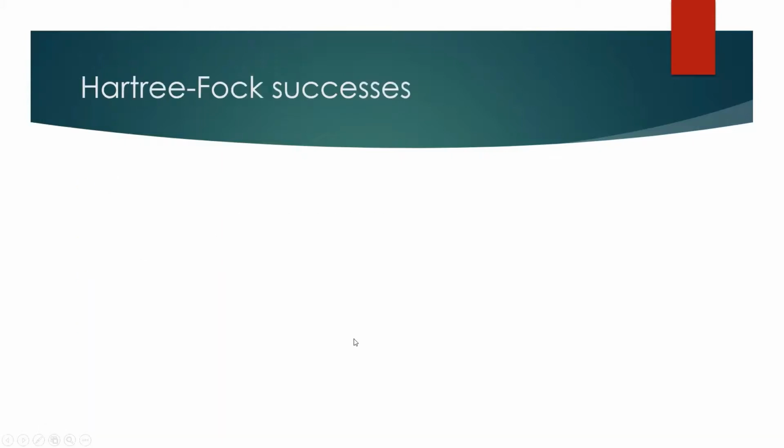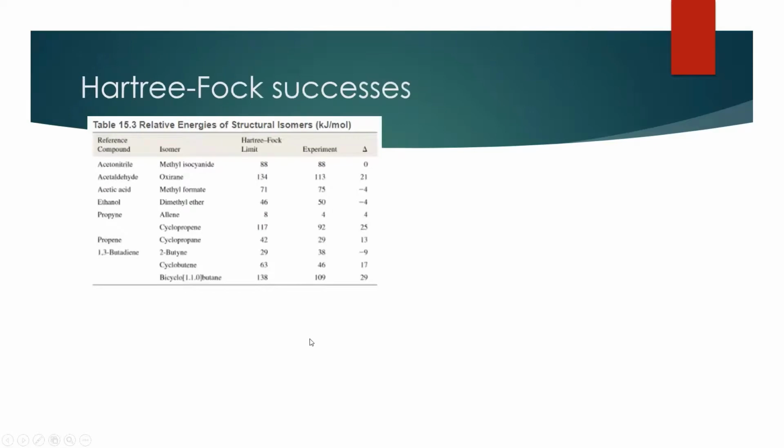So let's look at a couple examples here. First, we'll look at relative energies of structural isomers, and we see that we have pretty good comparisons to experiment. So what we have here in this experiment column is experimental data. In this column over here is computational data, and then this delta column is the differences. And so you can see they're actually pretty close. In the case of acetonitrile and methyl isocyanide, it's spot on. And in some other cases, we get various differences, but they're reasonably close.